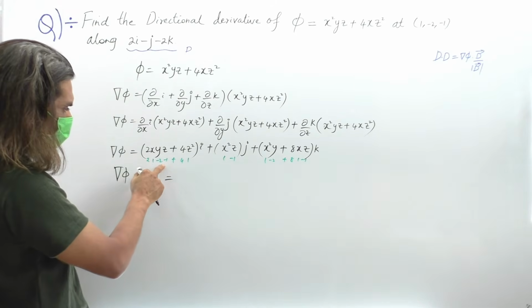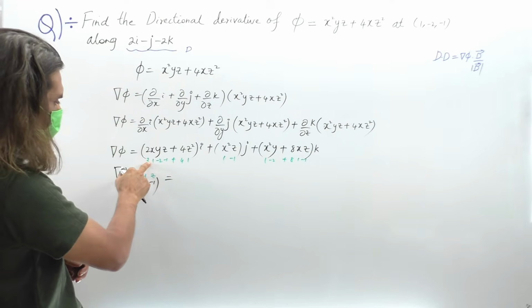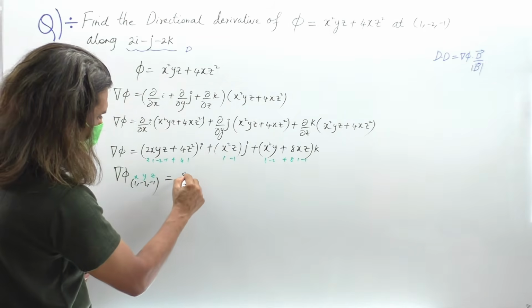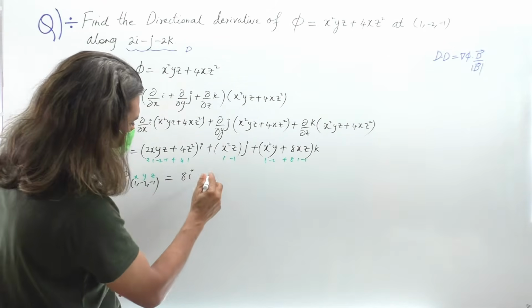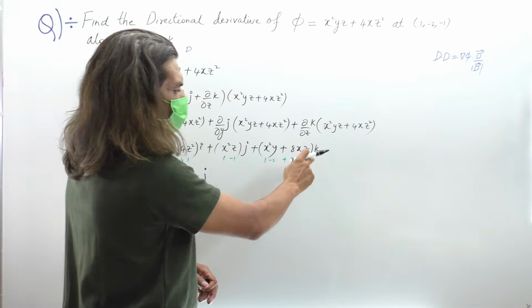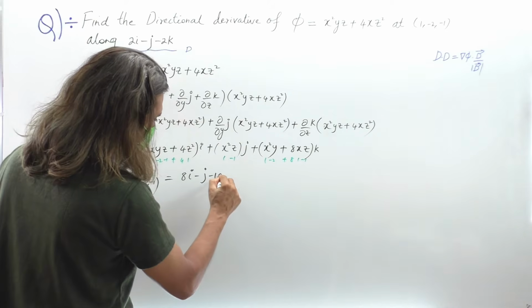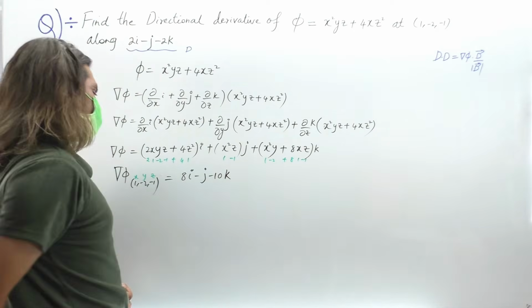Now minus 2, this will be minus 2 into minus 1 plus 2, 2 to the 4, 4 plus 4, 8. So this is 8i, and here minus j, and here minus 2, 8 into minus 1 minus 8, minus 2 minus 8 is minus 10, so minus 10k. So this is what I get, therefore.